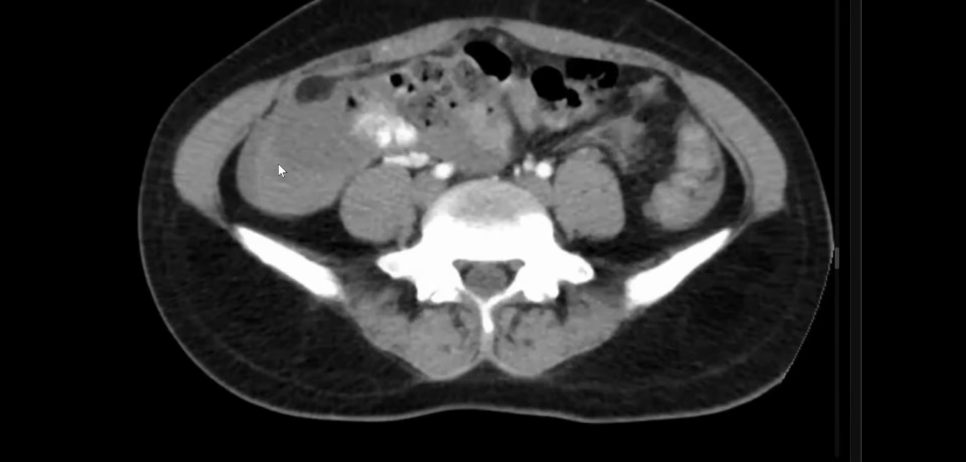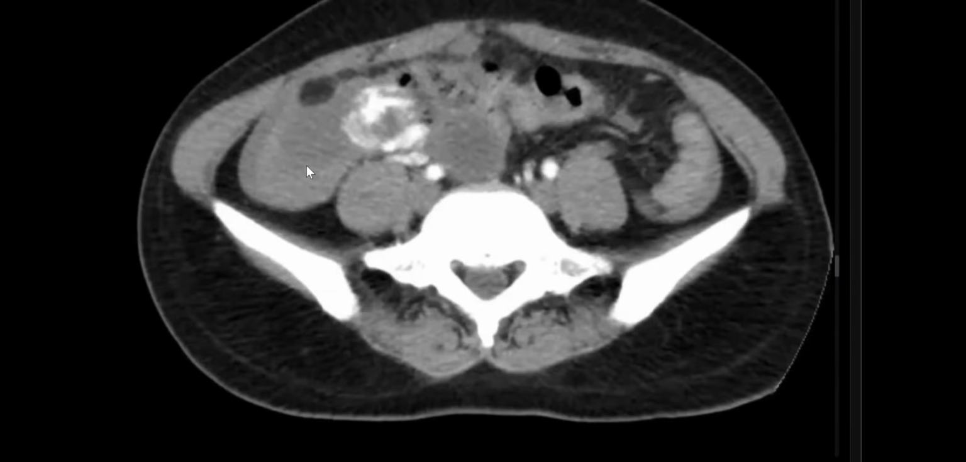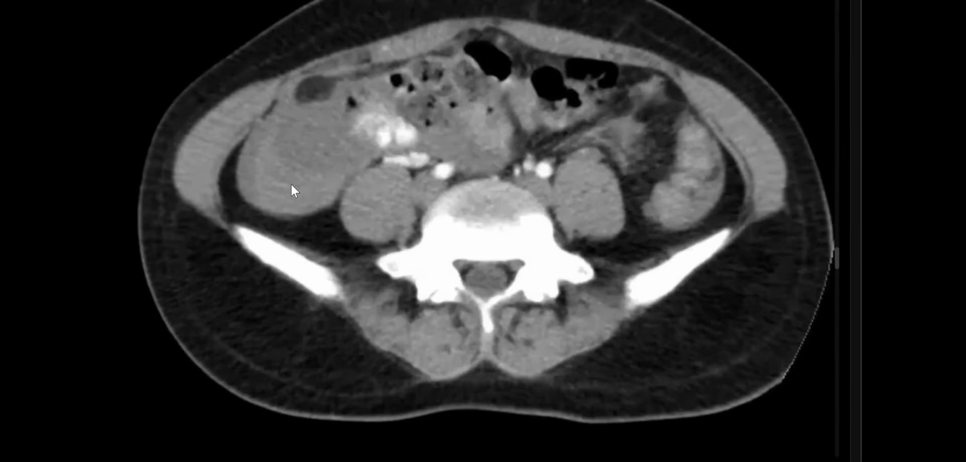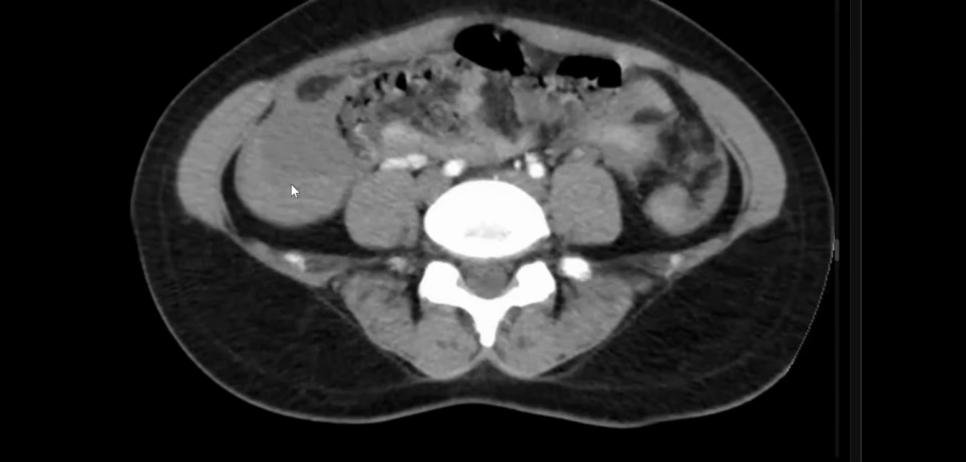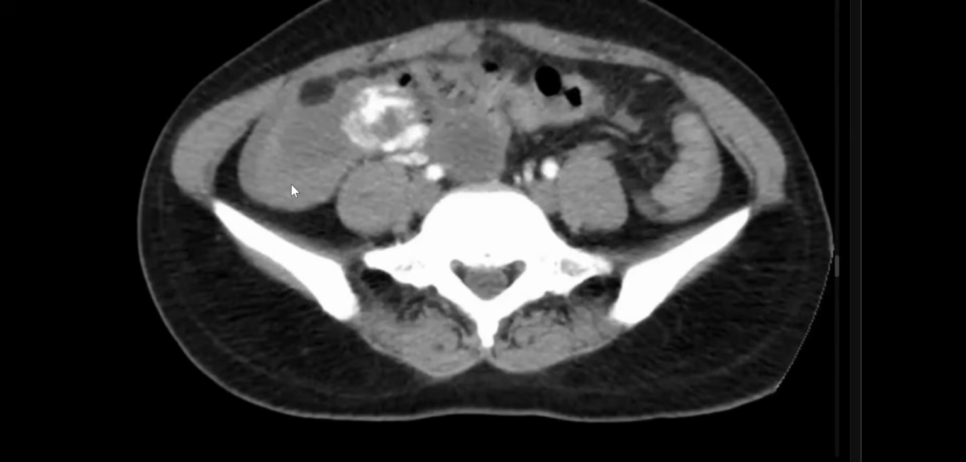This hyperdensity is best seen in the pre-contrast study. What is the Hounsfield unit of this blood in pre-contrast? What's expected? Around 40s or 50s. Or maybe 60 or 70 even.